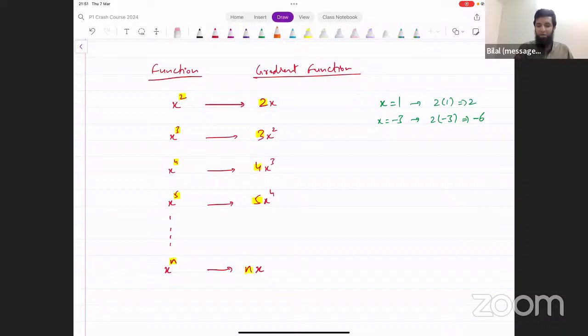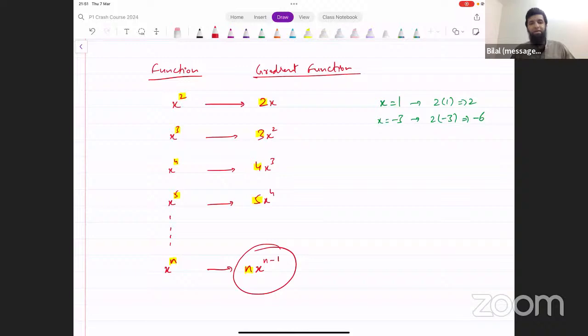And then what is happening to the power? The power was 2 earlier. It became 1 here. It was 3 here. It became 2. It was 4 here. It became 3. Looking at that pattern, what's happening to the power is that the power is reducing by 1. So it becomes nx raised to a power n minus 1. So if you have a function x raised to power n, the gradient function for that is nx raised to power n minus 1. We get to a general rule using this process.